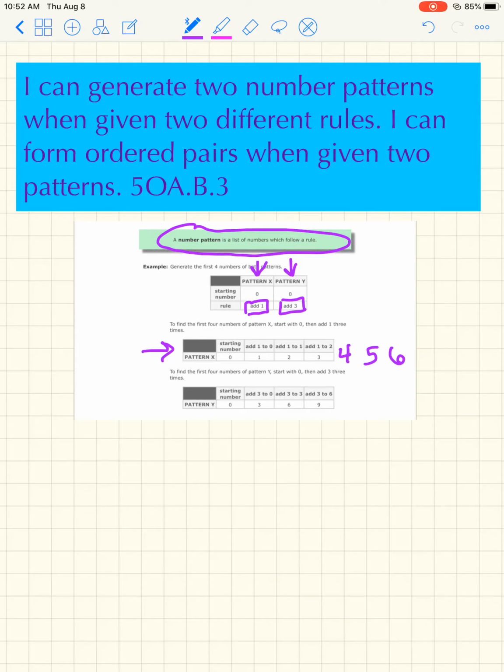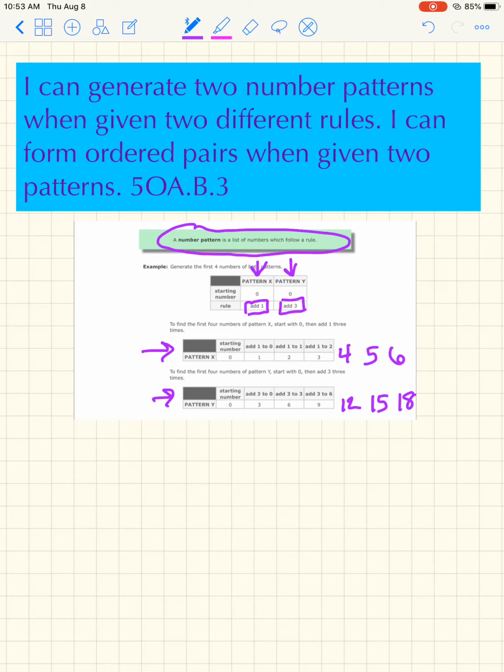To find the first four numbers of pattern Y, start with 0, then add 3 three times. So here we have pattern Y, starting at 0, 0 plus 3 is 3, 3 plus 3 is 6, 6 plus 3 is 9, so we're counting by threes, 9 plus 3 is 12, 12 plus 3 is 15, 15 plus 3 is 18, and so on and so on.